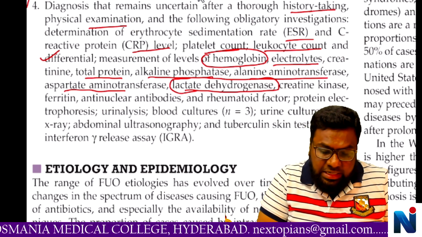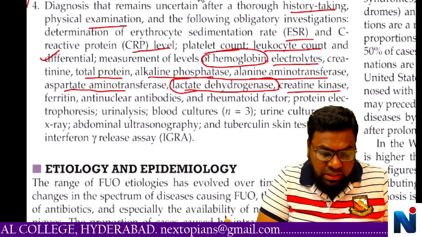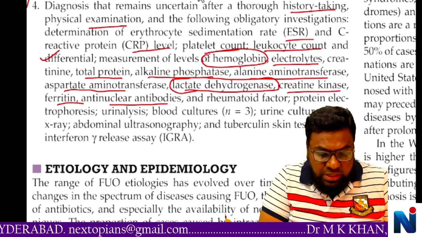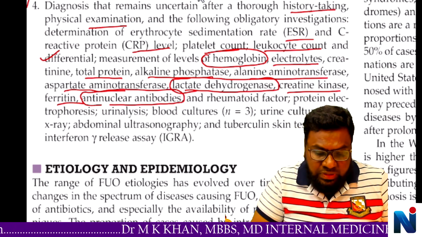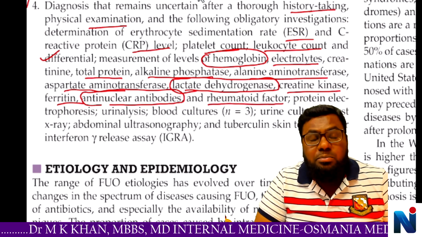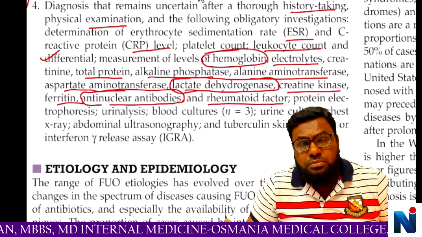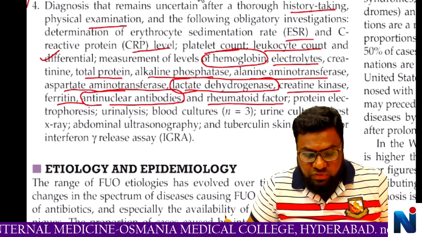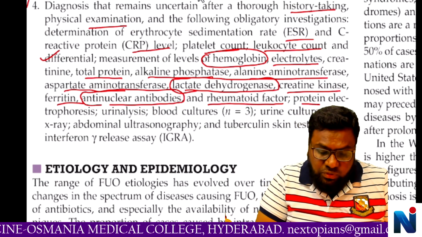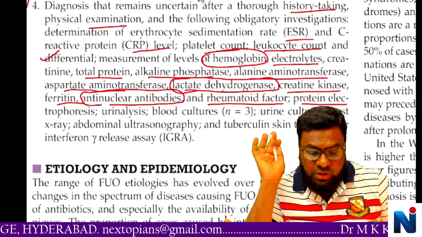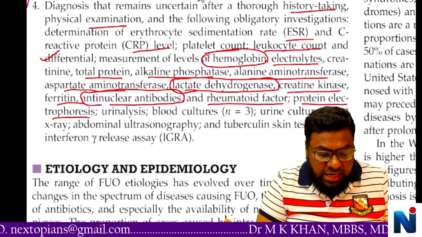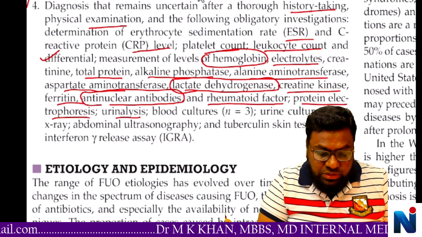Then creatine kinase, then ferritin, anti-nuclear antibodies which rule out connective tissue disorders, rheumatoid factor, which is one of the important causes of prolonged fever, but not pyrexia of unknown origin. Then protein electrophoresis. These are the investigations. He'll ask you an all-except question. This is what you'll have to remember. Then urine analysis should be done.